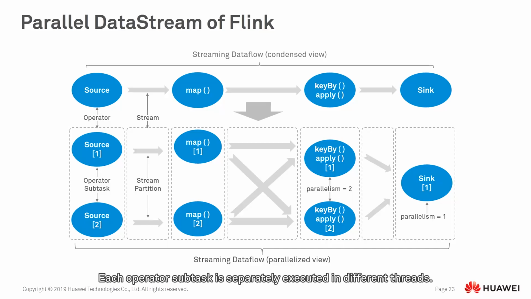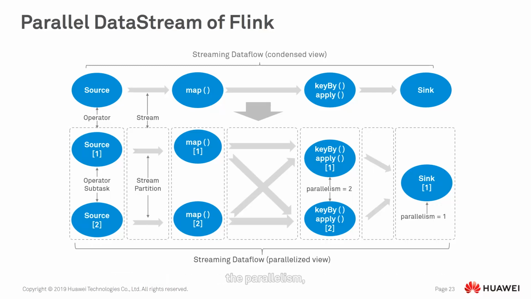Each operator subtask is separately executed in different threads. The number of operator subtasks is the parallelism of that particular operator. The parallelism, which is the total number of partitions of a stream, is that of its producing operator. Different operators of the same program may have different levels of parallelism.